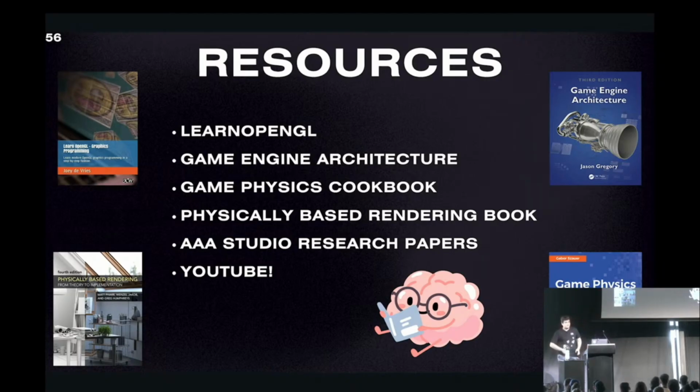The other one is AAA studio research papers. EA, Ubisoft, and Epic Games are always publishing research papers online about all the new techniques they're coming up with. For example, Nanite has a research paper on their cool rendering techniques in Unreal Engine 5, so definitely check them out. And then last of all, YouTube. YouTube is a great learning resource, as we all know, and there are lots of YouTubers out there building their own engines that you could follow along with.